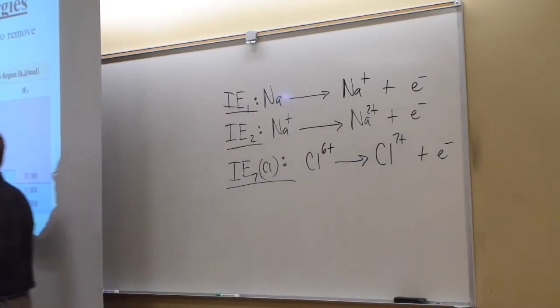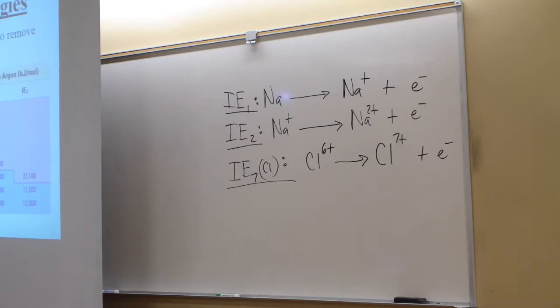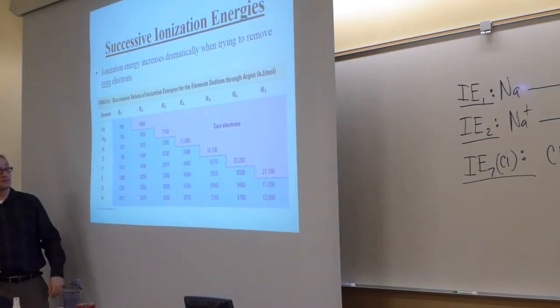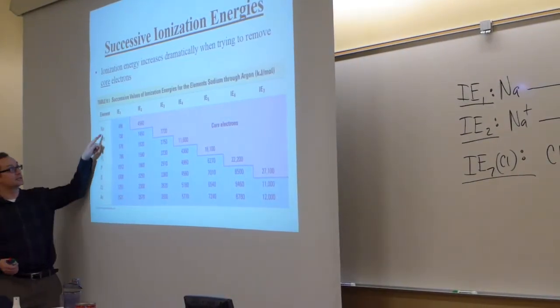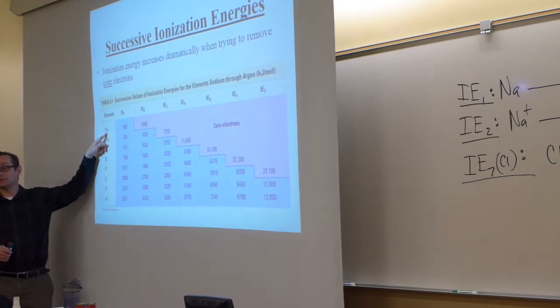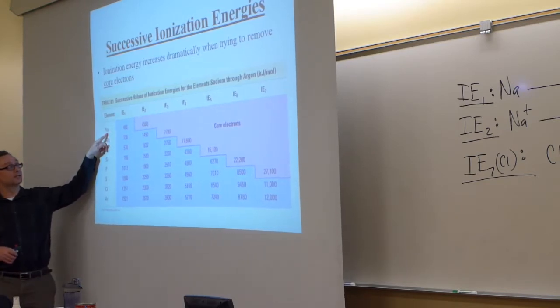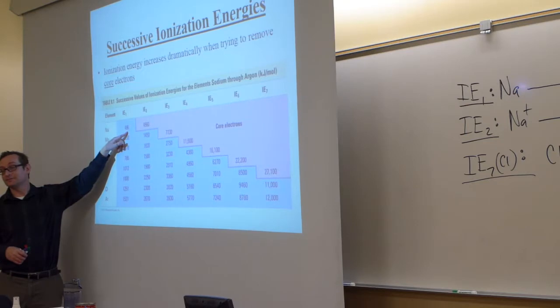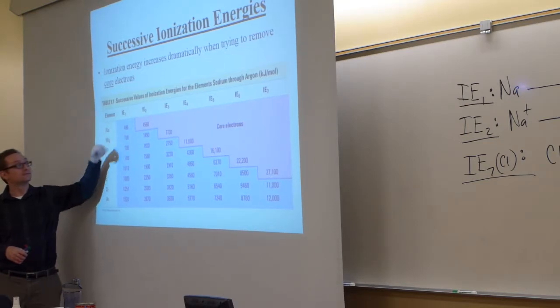Okay, what you're looking at here. Whatever the ionization energy is, there's a number associated with it. The units on this number are kilojoules per mole. So if you wanted to ionize 6.02 times 10 to the 23rd atoms of sodium, it would require this much energy to do that. Okay.